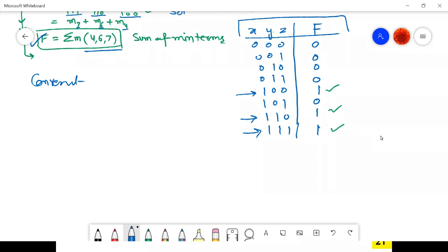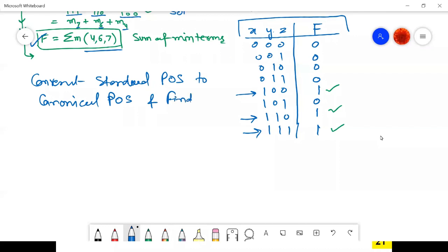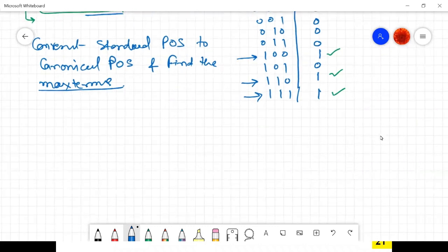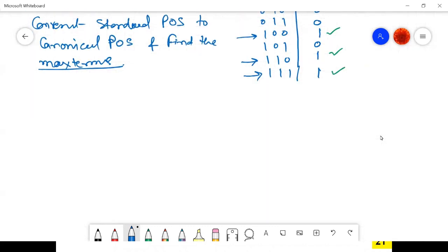Convert standard product of sum to canonical POS, and find the maxterms. Because POS means product of sums, and it can give you the maxterms basically. So now starting from here, let's assume the question.